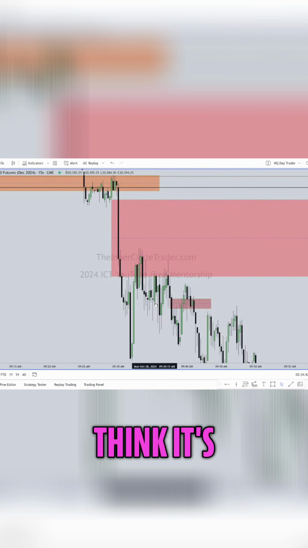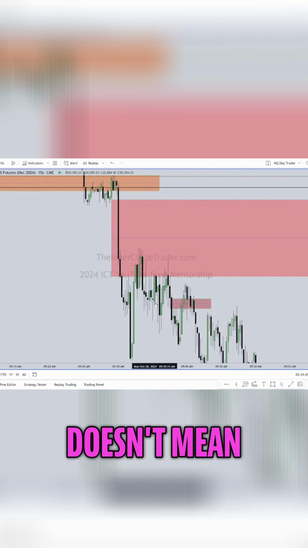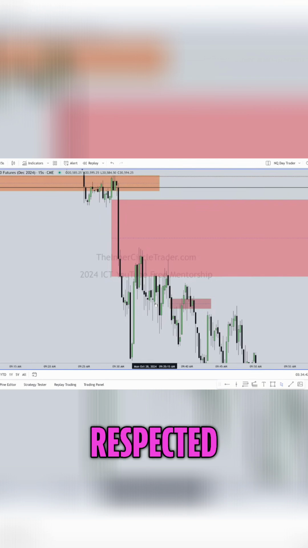But just because you think it's going to go down there and it's likely to go down there doesn't mean that your entry is going to be respected without having a stop out.